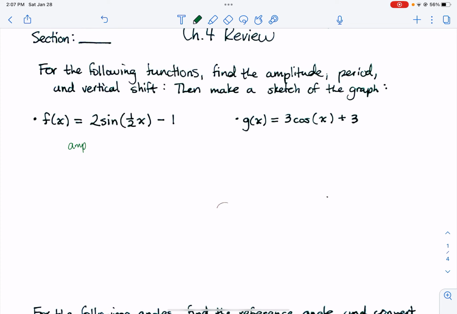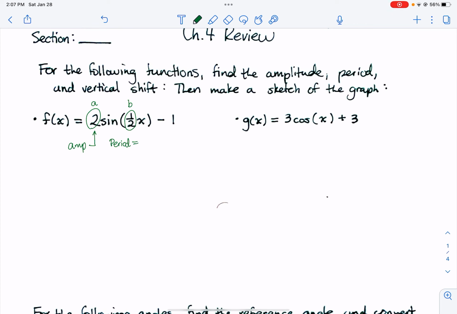Well, the 2 is my amplitude, right? We called this A, and the amplitude is literally that number. The B value is the number inside next to x. And the B value is what tells us what the period is. So we actually have to do a slight calculation here.